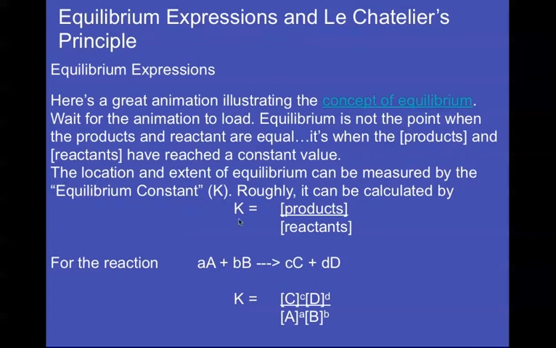That constant value can be measured by the equilibrium constant K, which is roughly determined by the amount of products or the concentration of products over the concentration of reactants. On a more exact level, it is the concentration of each product to the power of its coefficient over the concentration of each reactant to the power of its coefficient, and all of those are multiplied together. Alright, so let's take a look at an example of equilibrium.